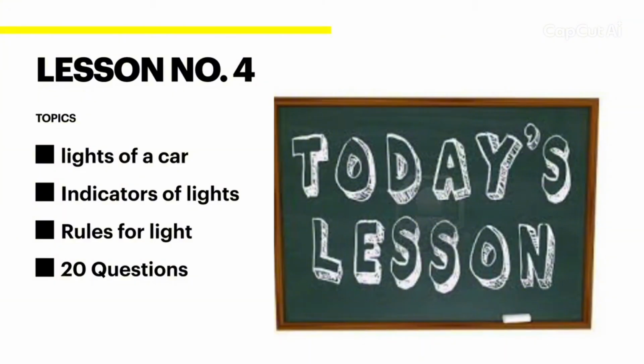In today's lesson number 4, we will be thoroughly discussing various important aspects related to car lights. We'll explore the different types of lights found in a car. Following that, we'll cover the indicators, meaning how you can identify which specific indicator corresponds to which particular light. And then we'll delve into the rules for using lights, understanding precisely when to activate each specific light. Finally, I will share 20 important questions directly related to these topics with all of you.